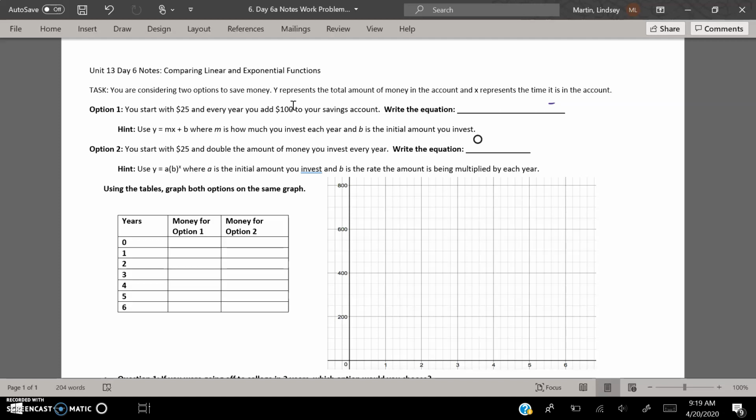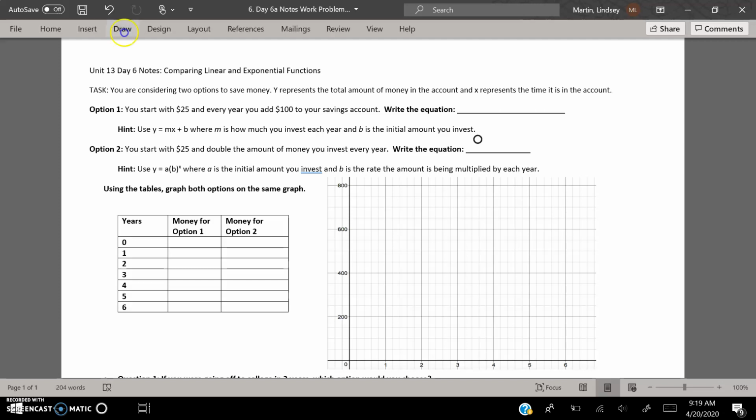Today we're comparing linear and exponential functions. We're considering two options to save money here. Y represents the total amount of money in the account, and X represents the time that it is in the account. For option number 1, you start with $25, and every year you add $100 to your savings account. We want to write the equation for this problem.